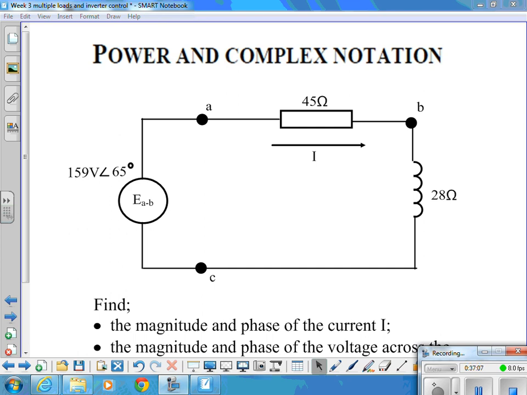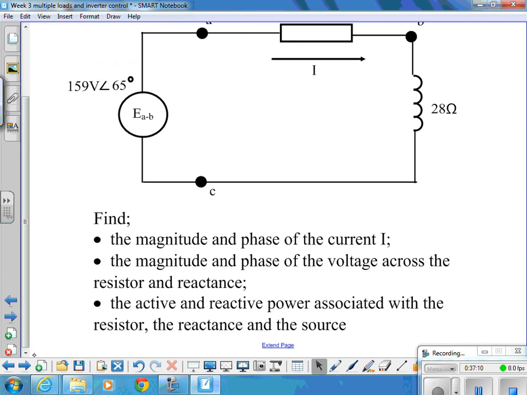So what we're going to look at with this problem is finding the magnitude and phase of the current I flowing through the circuit, the magnitude and phase of the voltage across the resistor and the reactance, and the active and reactive power associated with the resistor, the reactance and the source. Step by step. So, how could we go about doing that?